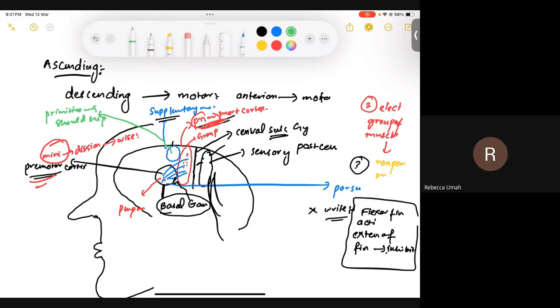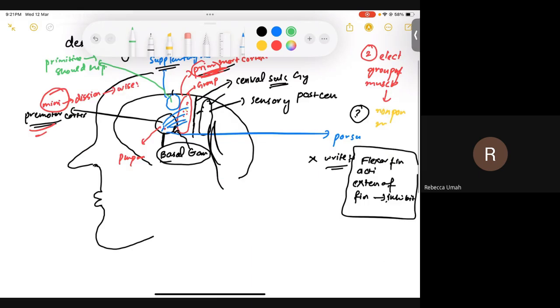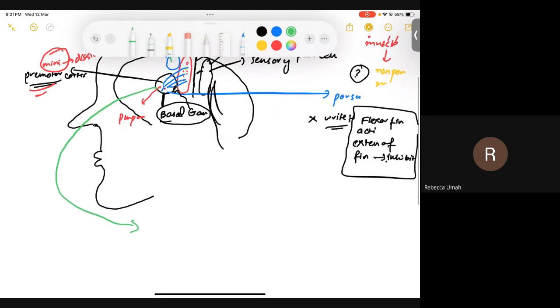So we have the primary motor cortex, which we discussed is present superior and lateral, in front of the central sulcus. We discussed the premotor cortex, which is important for purposeful movement, and the supplementary motor cortex, which is important for some primitive movements, for example movement of your trunk and hip. Is that clear?